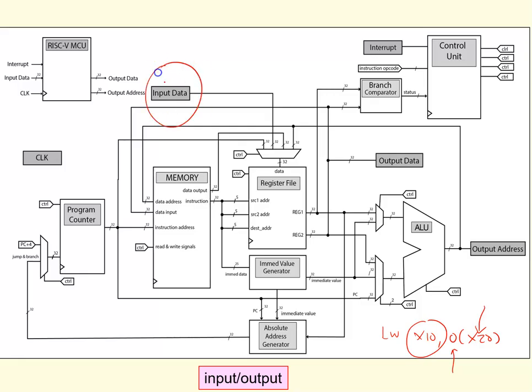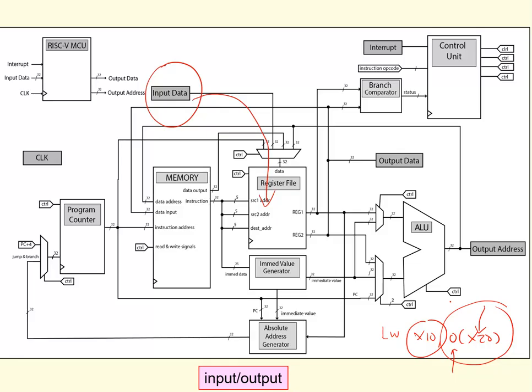So the input data is coming from the outside world, and it's going into a register through that path right there. Okay, and the hardware is going to look at this absolute address and decide whether it's physical memory or not. If it's not physical memory, it's smart enough to do an input operation. If it is physical memory, it's smart enough to do a load operation. So once again, the hardware differentiates that for you.